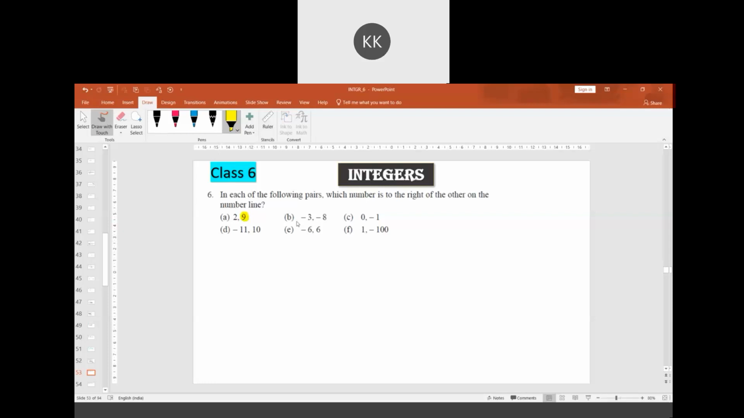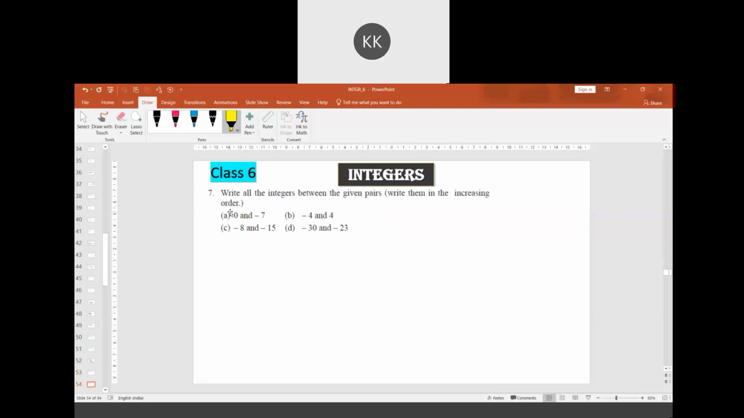Next, 6. How about minus 3 and minus 8? Which one will be towards the right? Minus 3 will be towards the right. When the numbers are minus 3 and minus 8, don't add them and say the answer as minus 11. Zero. 0 will be towards the right side. Next, 10 will be towards the right side. Positive 6 will be towards the right side. 1 will be towards the right side. It is that easy.